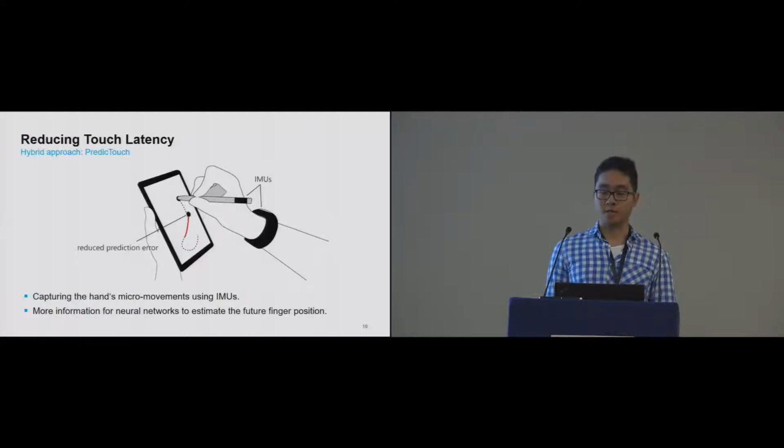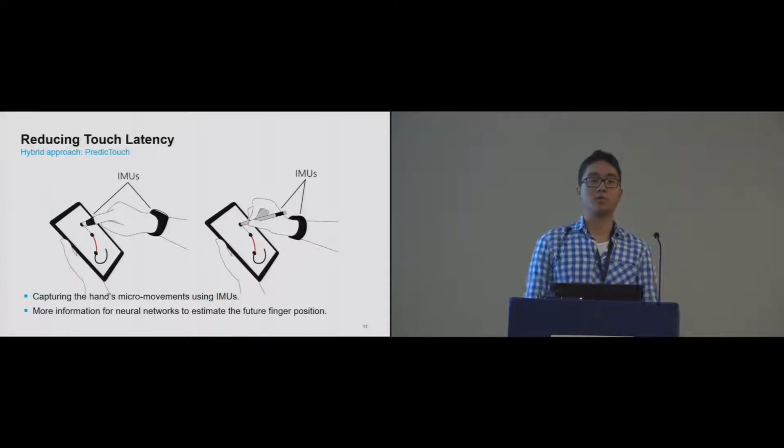And this is where our system comes into play. We present a hybrid approach that uses neural networks, similar to the approach by Henze and colleagues, and we combine it with inertial measurement units to reduce the prediction error. These inertial measurement units, in short IMU, consist of an accelerometer, a gyroscope, and a magnetometer, which we use to capture the micro-movements of the hand while it performs input on a touchscreen. These micro-movements give the neural networks more information to predict the future touch position.